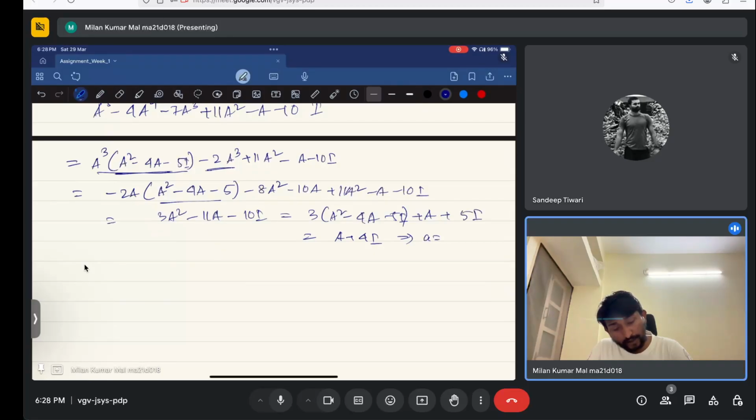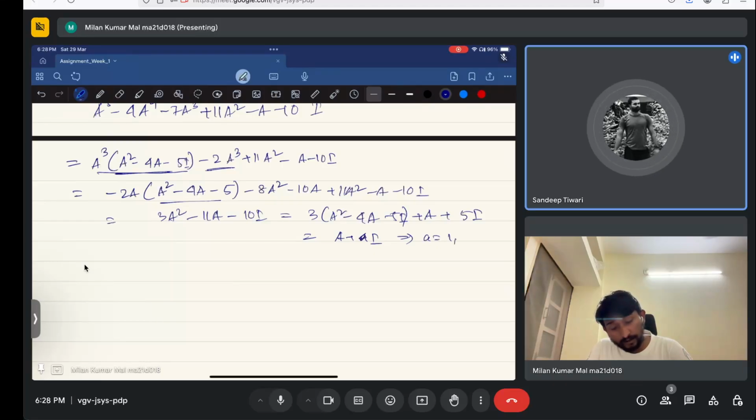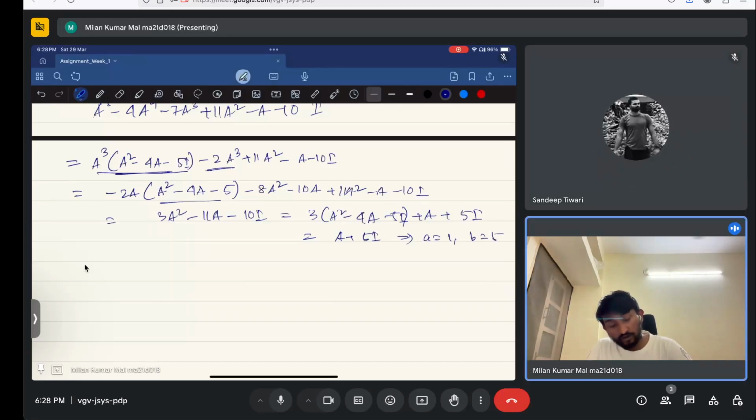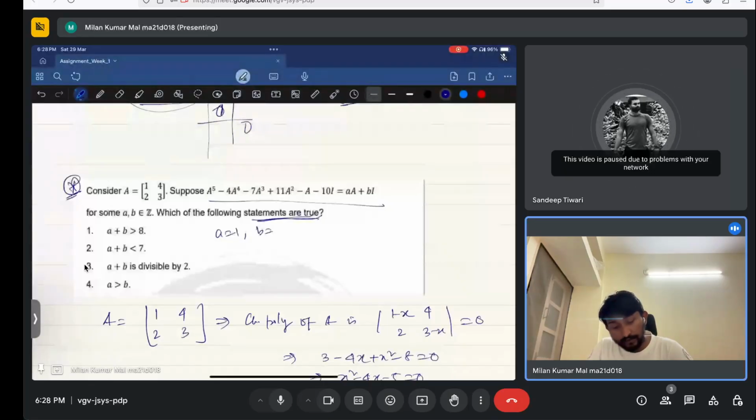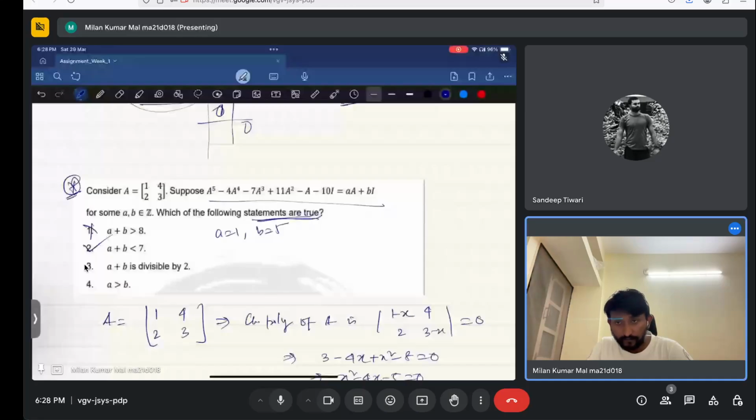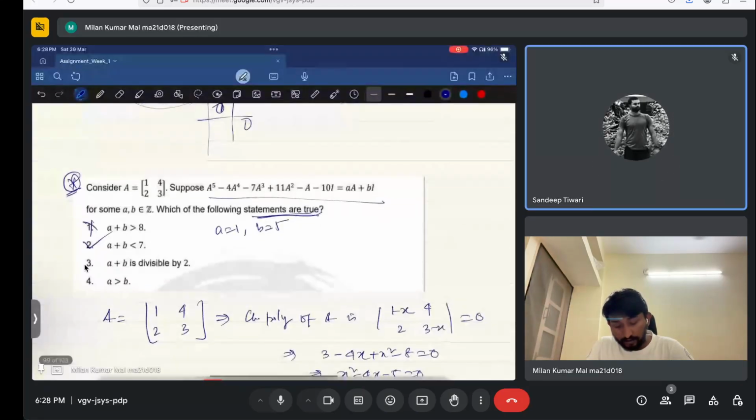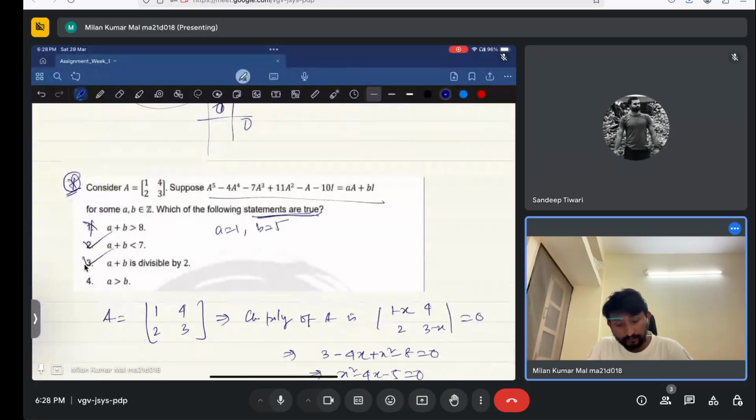So a is equal to 1, b is 5. So what are the options? Let's write a equals 1, b equals 5. So this is not correct, obviously. a plus b less than 7, that's true. a plus b divisible by 2, that is correct. And a greater than 2, that is not correct. So this is done.